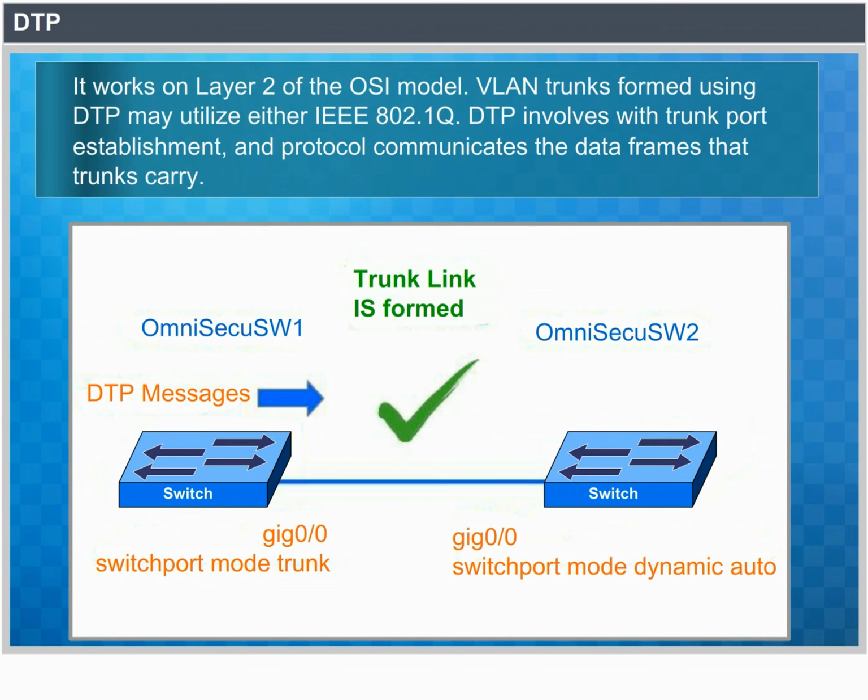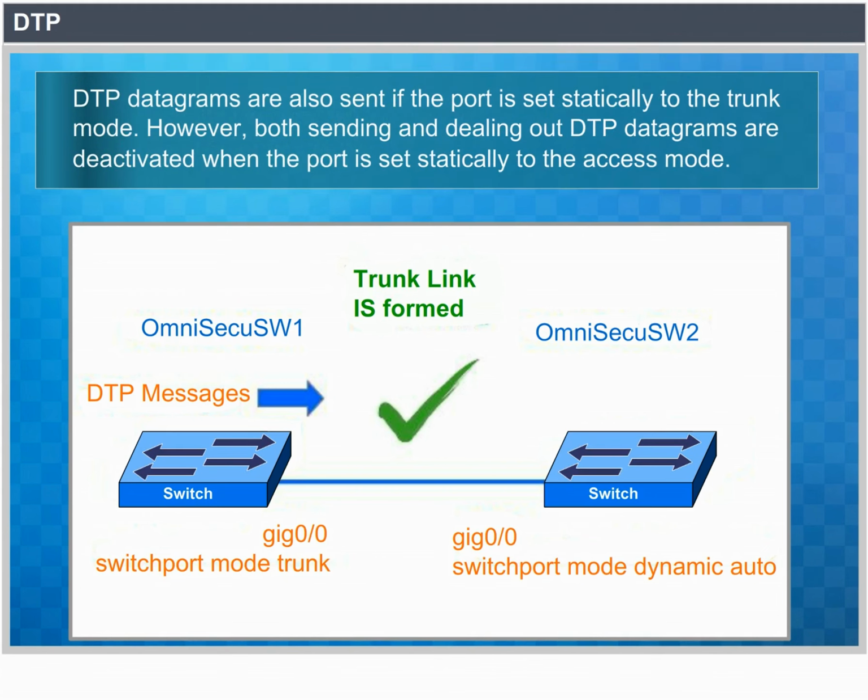VLAN trunks formed using DTP may utilize either IEEE 802.1Q. DTP is involved with trunk port establishment, and the protocol transmits the data frames that trunks carry. DTP datagrams are also sent if the port is set statically to the trunk mode. However, both sending and processing DTP datagrams are deactivated when the port is set statically to the access mode.